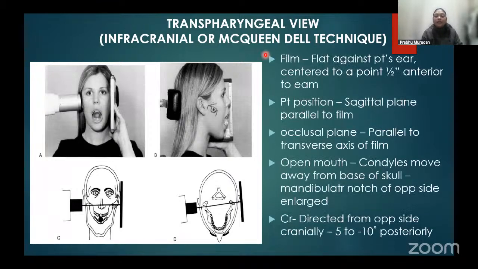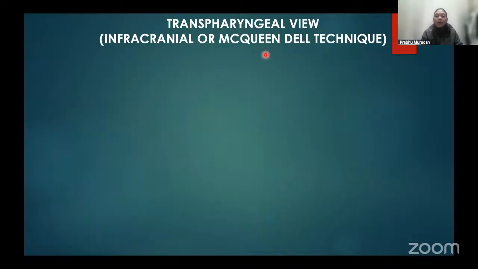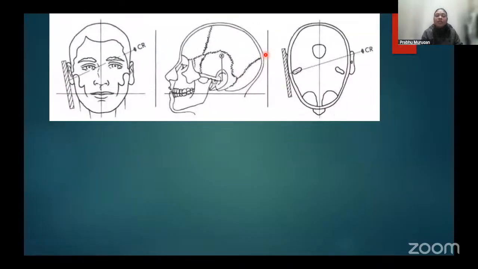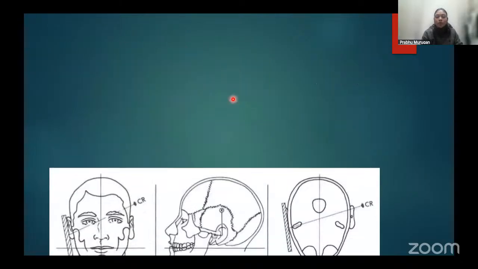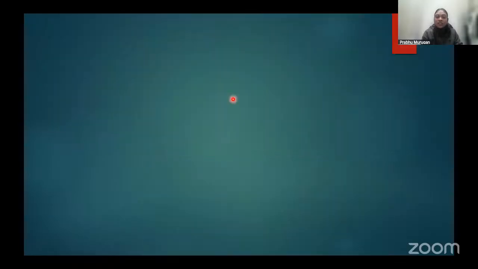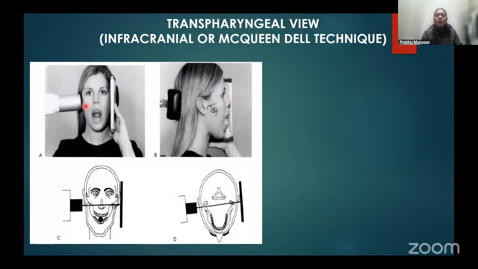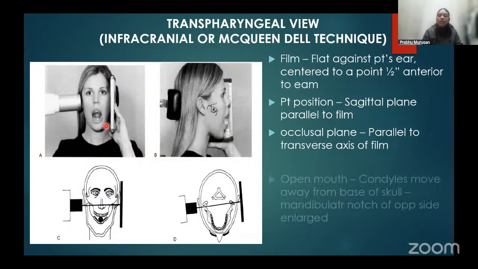I'll tell you the indications for each, okay? And one more thing I want you to remember is this: the transcranial technique is usually taken in a closed mouth position only, but sometimes it is also taken in an open mouth position. Mostly closed mouth, sometimes open mouth. But the transpharyngeal is mostly taken in an open mouth position only. There's no closed mouth technique, only open mouth position. That also I will give you in a table, okay?